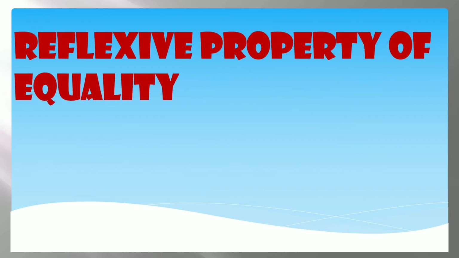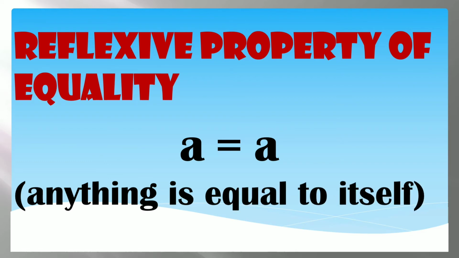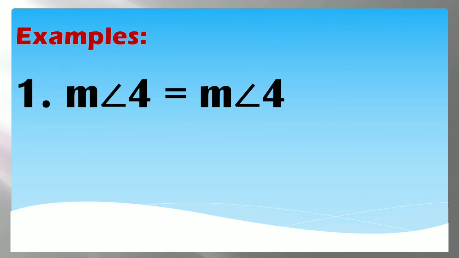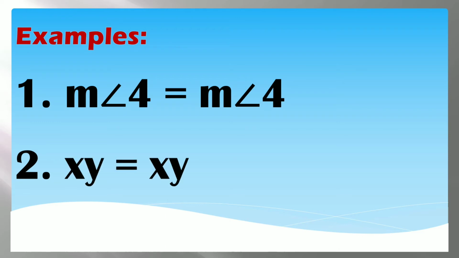Reflexive property of equality: a equals a. Anything is equal to itself. So when we say reflexive property, think mirror. Anything is equal to itself, so they look the same. Examples: the measure of angle 4 is equal to the measure of angle 4. Number 2, xy equals xy. They just look the same, mirror.